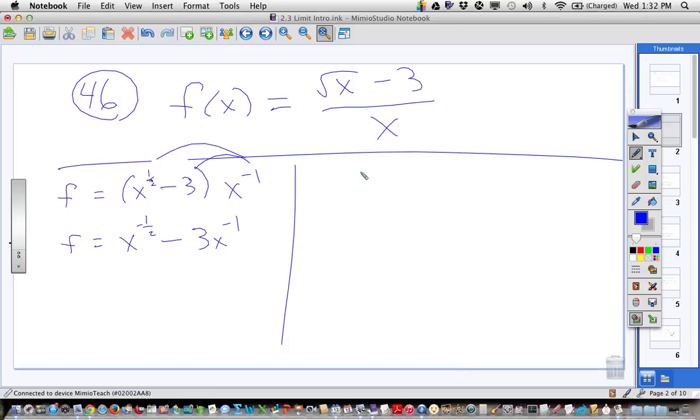Now the one I like better, and we're going to see this a lot this year, is to split it apart. Put this over this, so that'd be x to the 1/2 over x, and then put 3 over x. Then you subtract the power, so you get x to the -1/2, and then bring that x up is 3x to the -1, and you get the same thing.